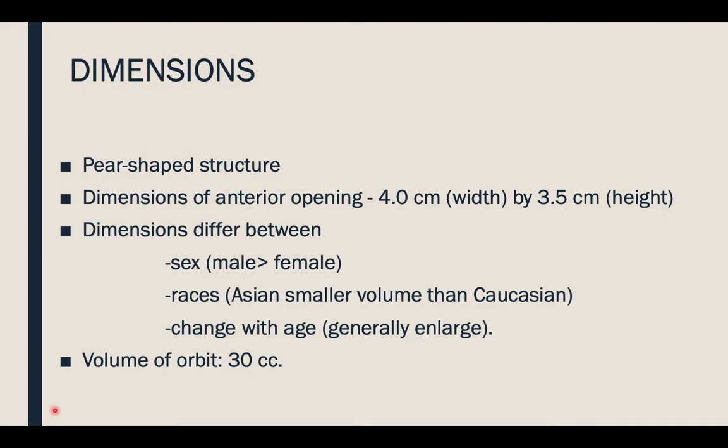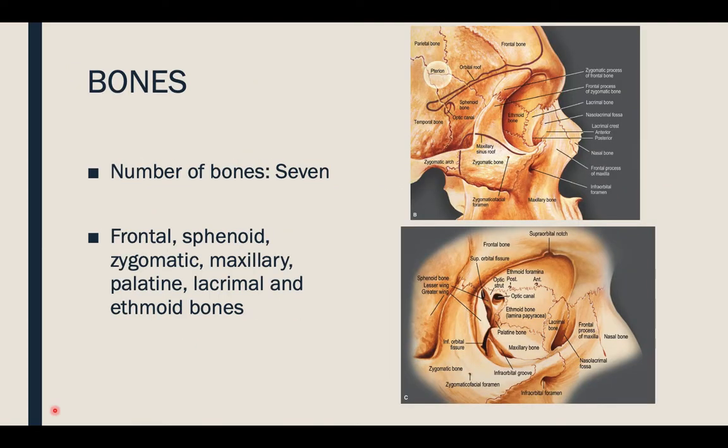Dimensions differ, like it is more in males than females, and differ between races, like Asians usually have a smaller volume than the Caucasians, and with age, the volume of the orbit generally enlarges. The orbital volume normally is around 30 cc. The orbit is made up of 7 bones.